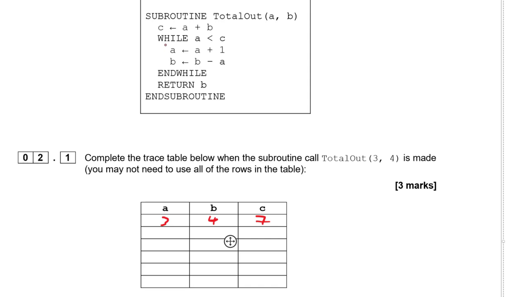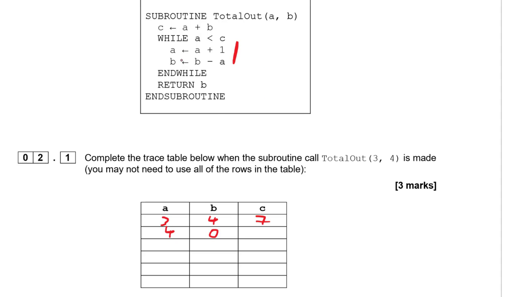The next part of the program is a while loop, so we're going to repeat this embedded code until a is greater than c. So at the moment a is less than c, 3 is less than 7, so we're going to loop. So a equals a plus 1, so the current value of a plus 1 is the new value of a, so a is 3, so it's going to be 4. Then b is the current value of b minus a, so the current value of b is 4, minus a is going to be 4 minus 4, which is 0. And nothing happens to c at this little location in the subroutine.